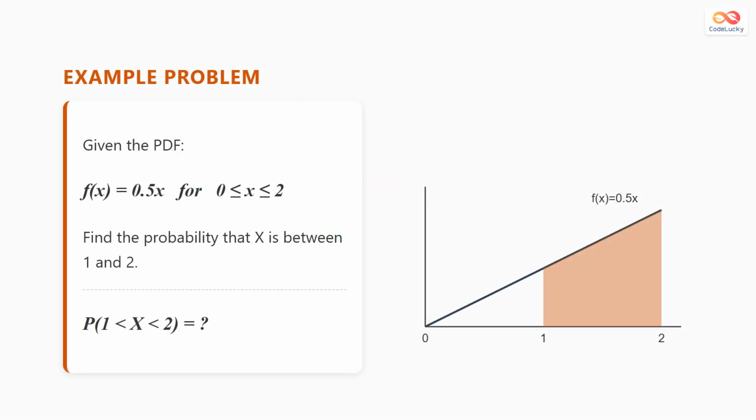Let's look at a concrete example. Suppose we have a probability density function defined as f of x equals 0.5x, valid for x between 0 and 2. We want to find the probability that x falls between 1 and 2. We need to set up our integral with these bounds.